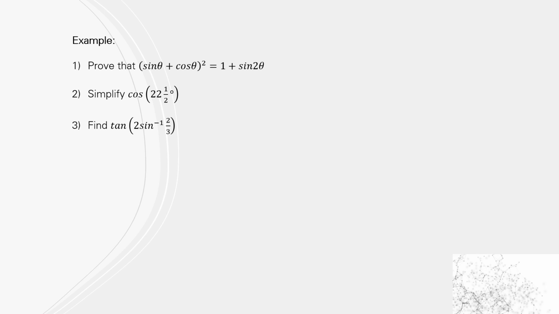So here's a couple of ones to try. We're going to prove that sine theta plus cos theta all squared is 1 plus sine 2 theta. We're going to simplify cos 22.5 degrees and find tan of 2 sine minus 1 of 2/3.